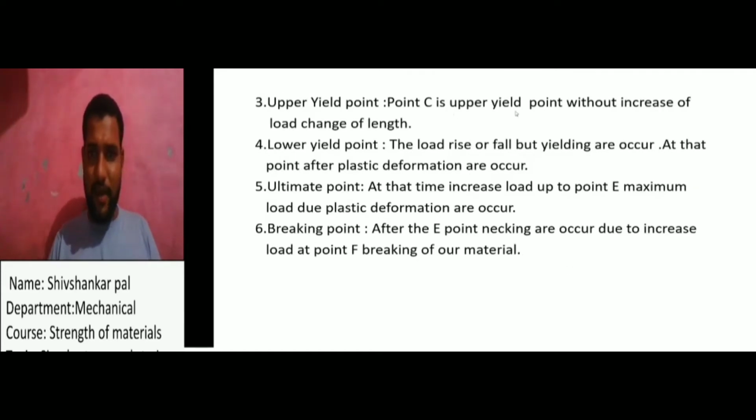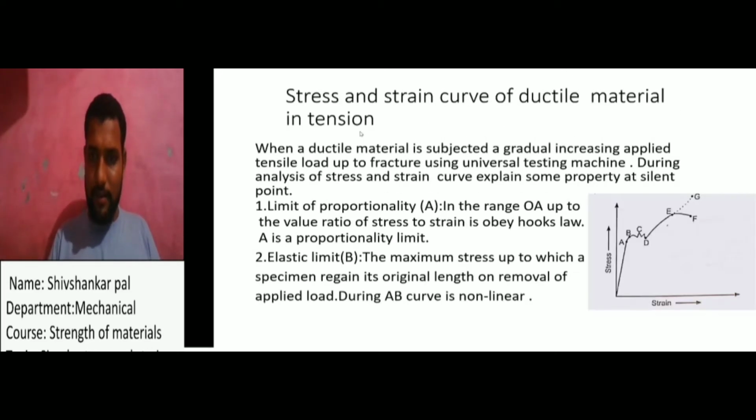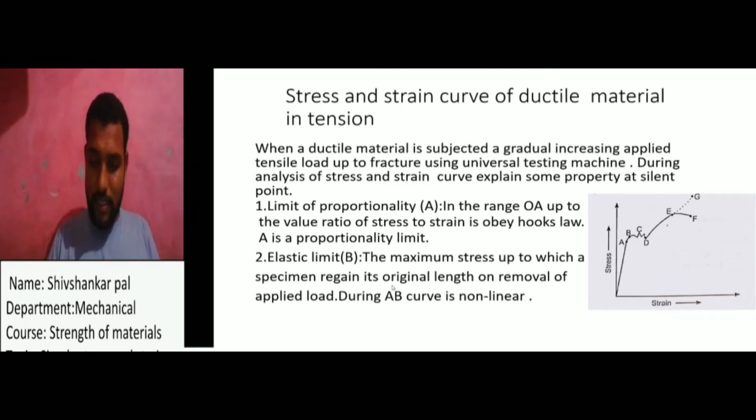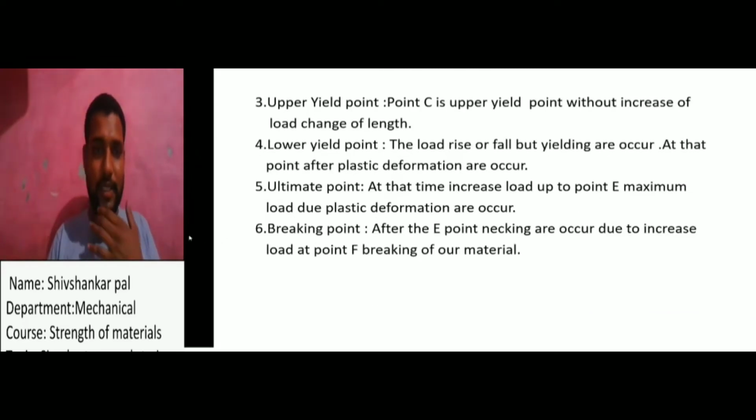Second, the upper yielding point. The upper yield point is where the length changes without an increase of load. Suppose C is the upper yielding point. Here the load is constant. I am not increasing any load, but in the universal testing machine you see that the material itself changes its length. That point is known as the upper yielding point.